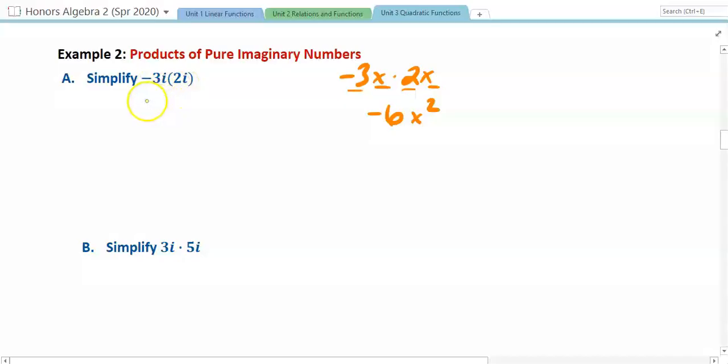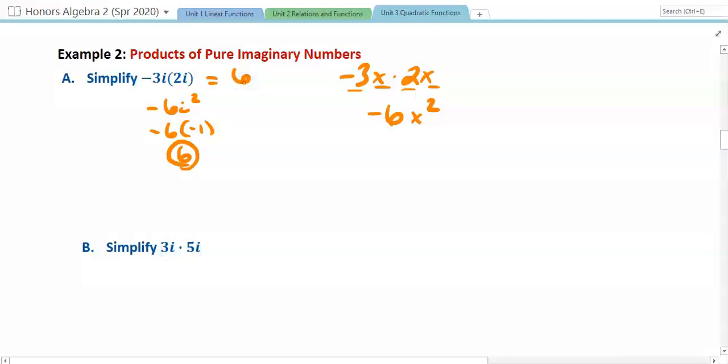And so when I multiply this together, I'm going to get the negative 3 times 2, which is negative 6, i times i, which is i squared. But go back to our definition, go back to our standard for today. i squared is equal to what? i squared is equal to negative 1. And so I'm going to change this i squared to negative 1, and I'm going to get negative 6 times negative 1 is positive 6. And so when we multiply negative 3i times 2i, we just get 6.